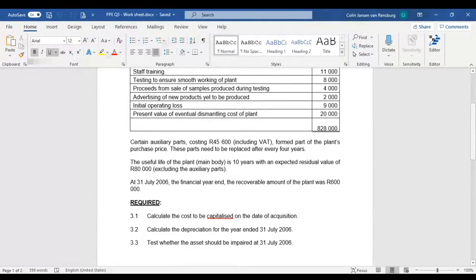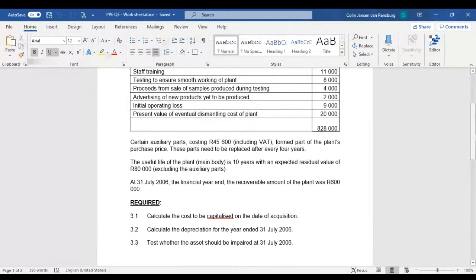Okay, so question three reads as follows. The following costs were incurred on plant on the 1st of February 2006. And here we see a whole long list of various costs that were incurred on the acquisition. Then we've got some additional information, certain auxiliary parts costing X rands and so forth, form part of the plant's purchase price. There's a lot of information, but all of that deals with the depreciation or the impairment test. So now we are just focusing on the cost of the asset.